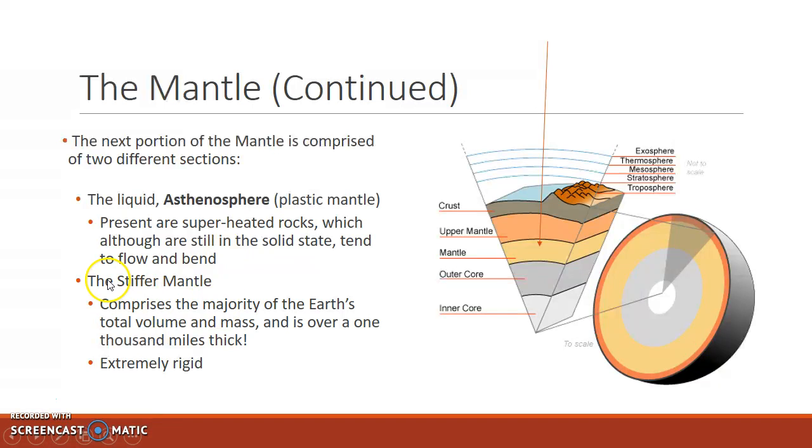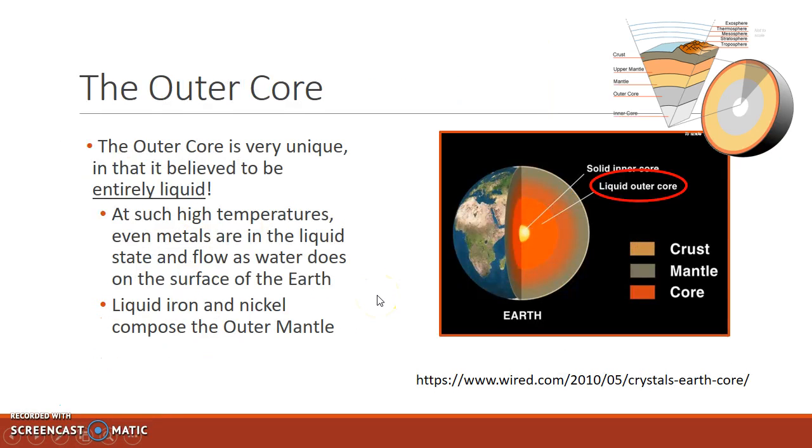And beneath that is the stiffer mantle, which comprises the majority of the Earth's total volume and mass. It's over 1,000 miles thick, and it's extremely rigid. While the temperatures can get up to somewhere around 4,000 degrees Celsius, the rigid mantle is extremely tough, and it does not move like the asthenosphere.